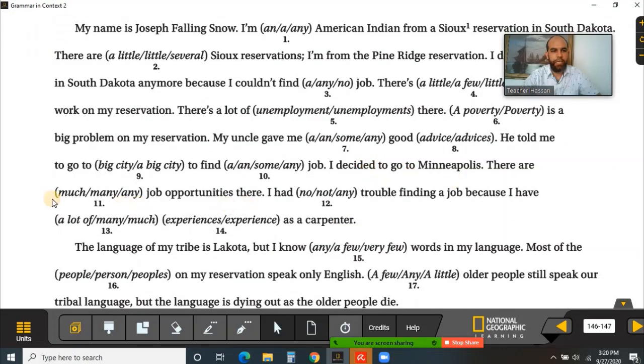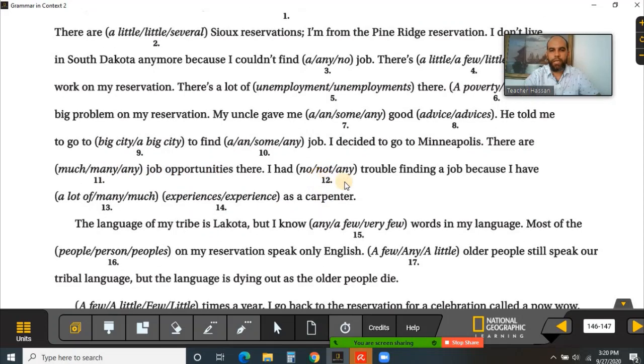There are many job opportunities. Job opportunities is plural, and because it's a countable noun, plural countable noun, therefore we have to eliminate much, and any doesn't work because the sentence is not negative. Therefore many job opportunities. The correct answer is many for number 11. Number 12, I had not any trouble finding a job. And the correct answer for number 12 is no. Not doesn't work alone. We need the auxiliary did.